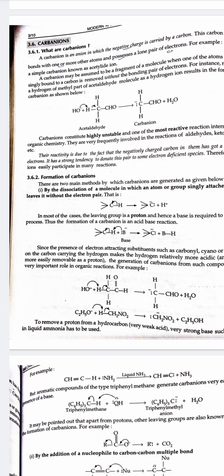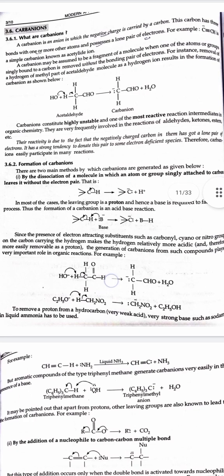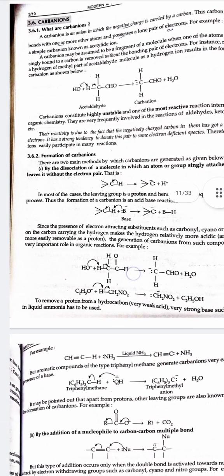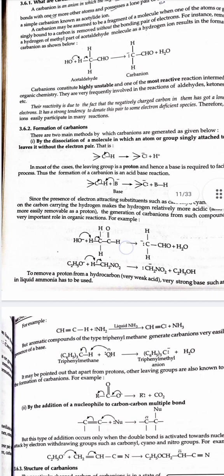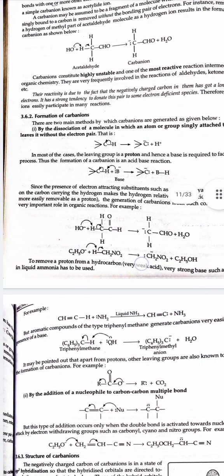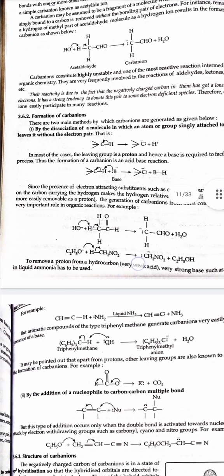Formation of carbanions. There are two main methods by which carbanions are generated as given below. By the dissociation of a molecule in which an atom or group singly attached to carbon leaves it without the electron pair. That is, in most of the cases, the leaving group is a proton and hence a base is required to facilitate the process. Thus, the formation of a carbanion is an acid-base reaction.